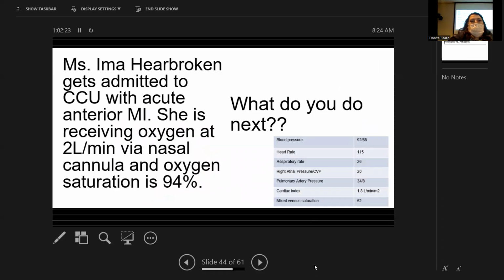Okay, so Ms. Ima Heartbroken comes to the CCU. She has an anterior MI, oxygen saturation is 94, her blood pressure is 92/68, heart rate 115, respiratory rate 26, CVP is 20, PA pressure is 34/8, cardiac index 1.8, mixed venous is 52. So where do we think she falls in our cold and wet, warm and wet, cold and dry, warm and dry?